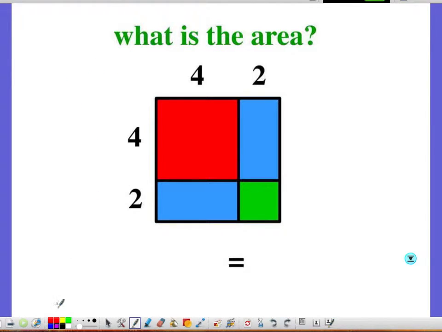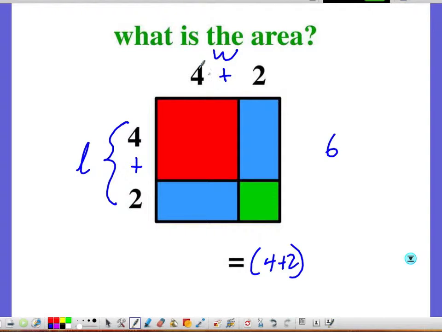Okay. What if we have this right here? Well, there's actually two different ways we can find the area of this square or rectangular shape. So what we can do is do the same thing that we just did, is to multiply the length, but notice the length consists of 4 and 2, so we need to add those together. And so in one parenthesis we have 4 plus 2, which is equal to 6. And when we take a look at the width, it also contains the dimensions of 4 and 2, which we have to add together to give us the width.